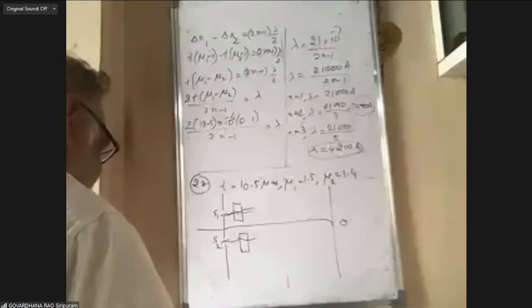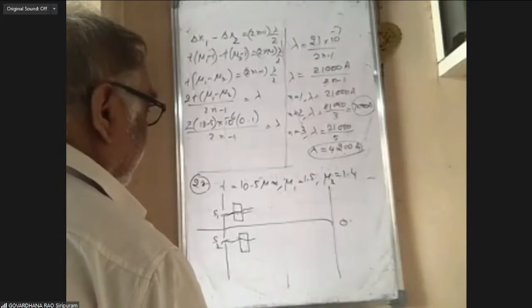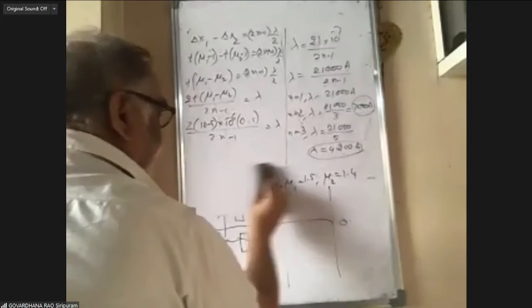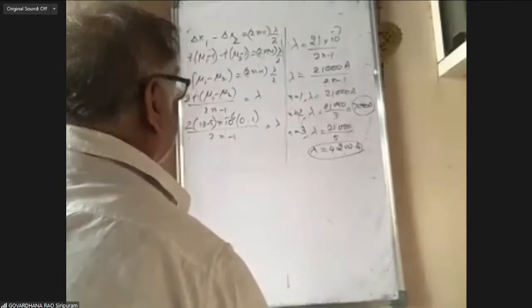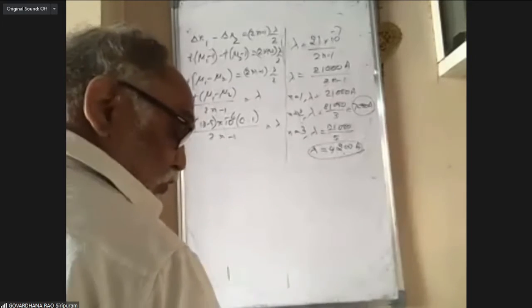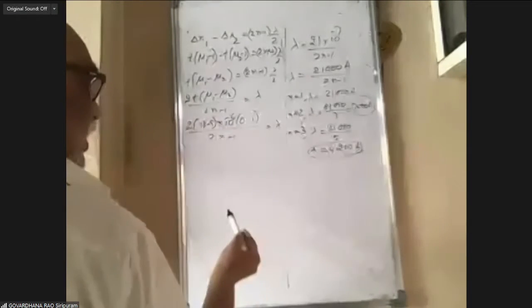Question 23 we finished yesterday. Can you explain how you got the first equation, sir, of difference of path difference equal to 2n minus 1 lambda? Yeah. Path difference introduced by one mica sheet.